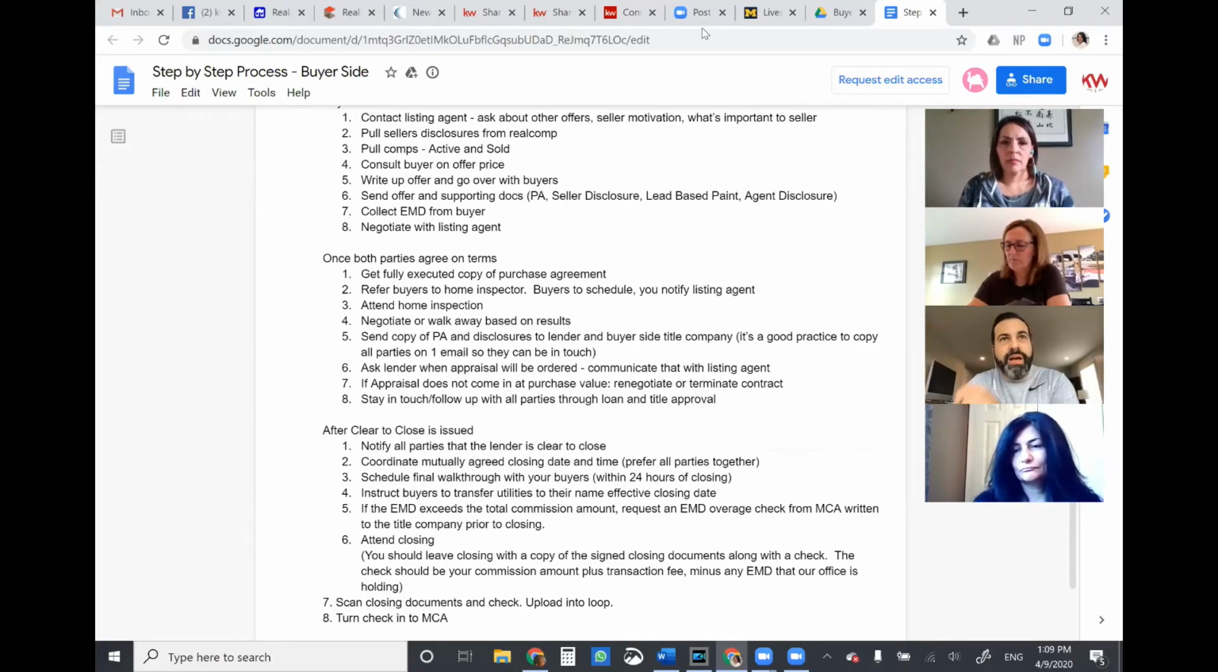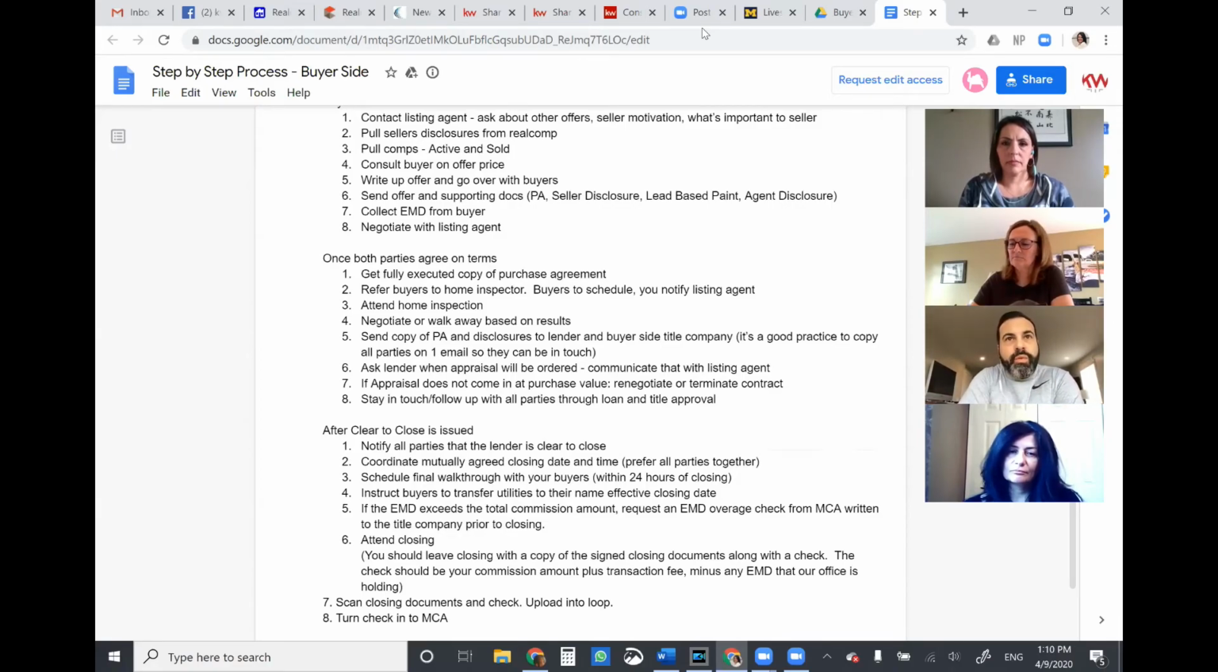So at that time, I'm sending a copy of the fully executed purchase agreement to all the parties involved. I'm making sure that the lender has what they need in order for them to apply, because you're going to have in your PA, they need to apply within X amount of days. You're scheduling the inspection or inspections needed to be within the period of time.